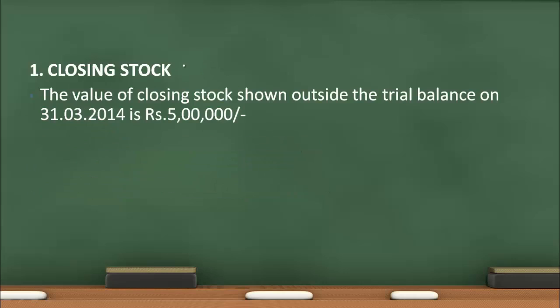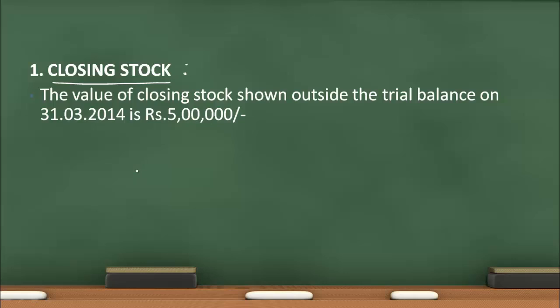Students, our first adjustment is closing stock. To understand the concept very clearly, I have given an example to see what the effect of this closing stock is in the accounts. Just read the question. The value of closing stock shown outside the trial balance on 31/3/2014 is rupees 5 lakhs. So what is the impact of this adjustment? Like any accounting entry, adjustment entries will also have two effects. One account should be debited, one should be credited. So what will be the effect of closing stock? We'll see.